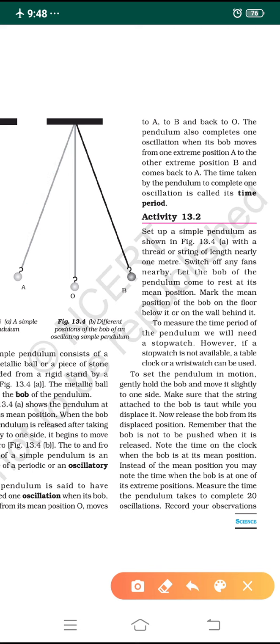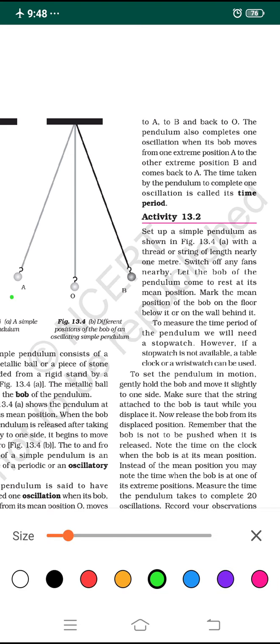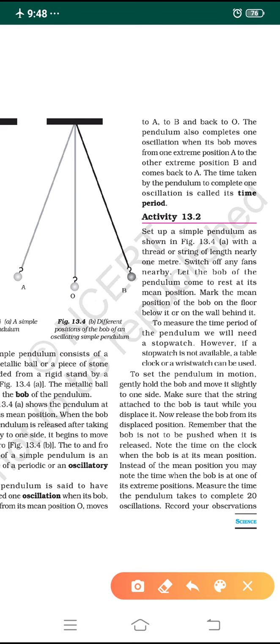Now make sure that the string attached to the bob is taut, and release the bob from its displaced position. This is the displaced position. Now leave it, let it move. Release the bob from this position A. You have to remember that the bob is not to be pushed when it is released. When you release it, you should not push with your hand.